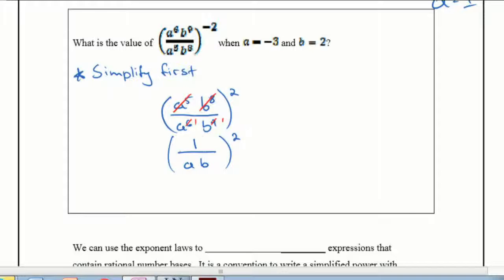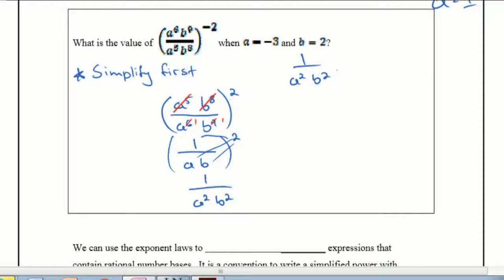Now I need to give everything inside my brackets the 2. So the 1 gets the 2, the a gets the 2, the b gets the 2. So I'm going to have 1 squared on the top, which is 1. A squared, b squared. So at this point, I've simplified. I'm going to rewrite my question.